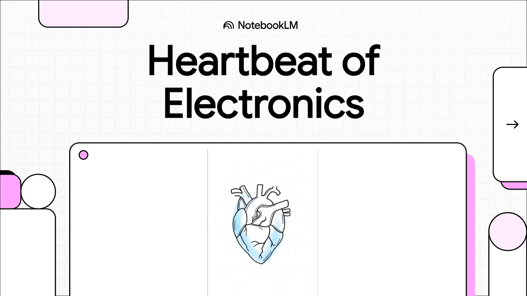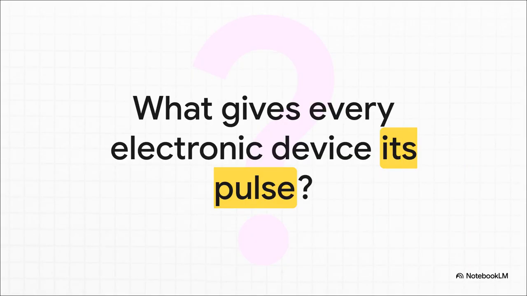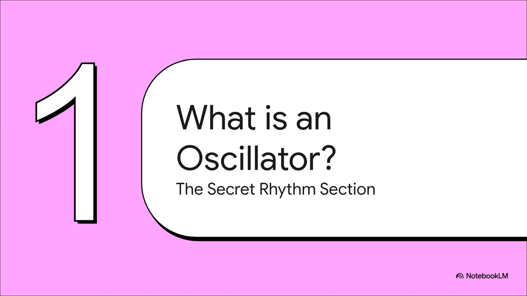Today, we're going to pull back the curtain on the tiny, invisible component that acts as the hidden heartbeat for pretty much every piece of technology you use. So, have you ever stopped to think about it? What gives your phone, your computer, or even your smartwatch its internal rhythm? What's that invisible pulse that keeps everything in perfect time? Well, the answer is this brilliant little circuit called an oscillator. You can think of it as the secret rhythm section for the whole orchestra of electronics. So let's dive in and see exactly what it does.